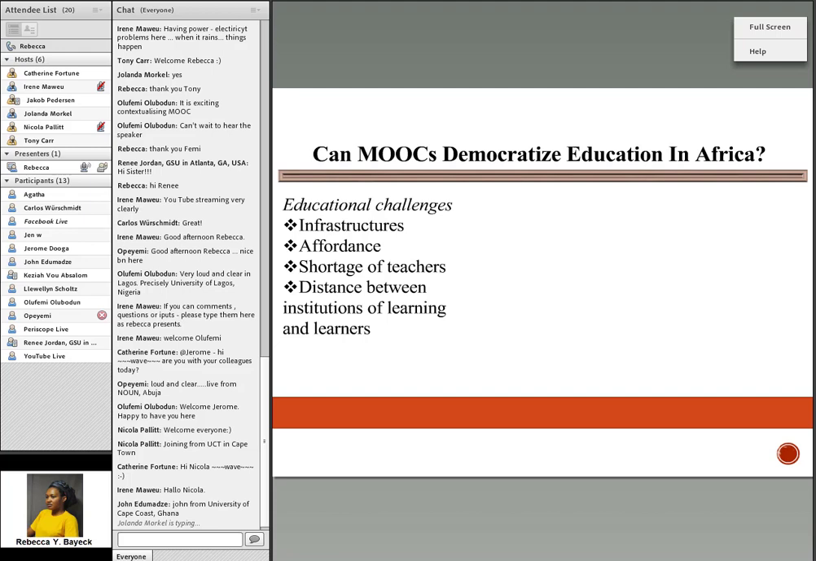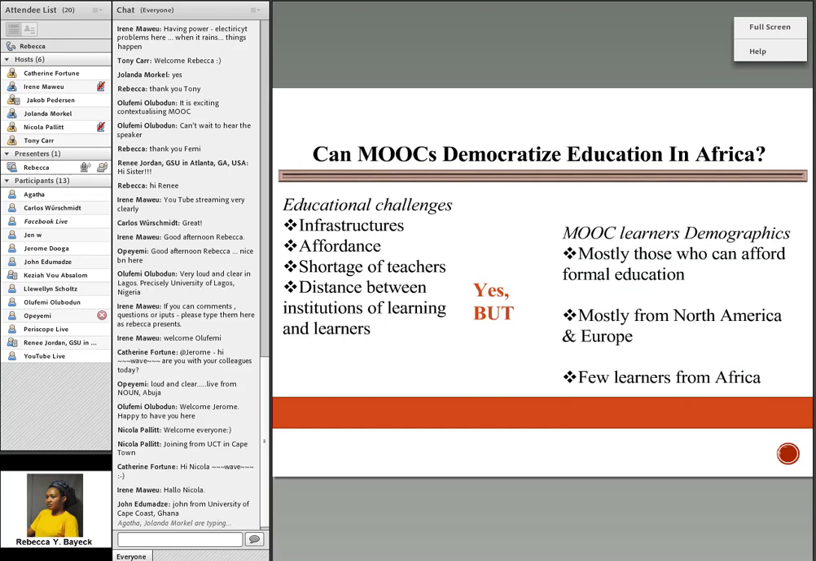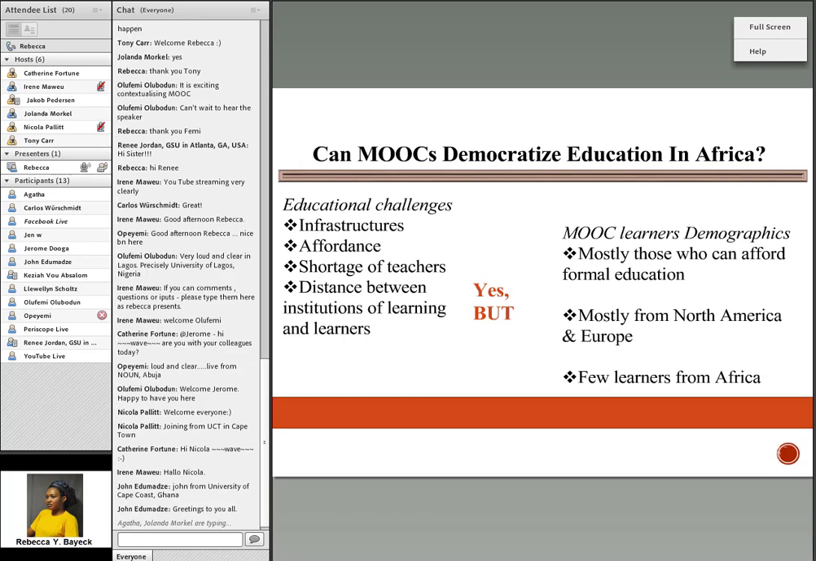So can MOOCs democratize education in Africa? Then my answer would be yes. But there's a problem: the MOOC learners' demographic. As I was saying before, most of the studies that have been conducted found that most of the people enrolling in MOOCs are people who can afford formal education, who have means. These are people who are working and maybe don't have time to go into the classroom. Most of them are from North America and Europe, with few learners from Africa.